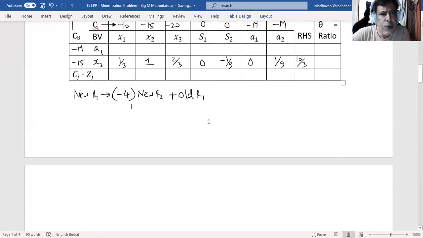Let's do that. New row 2 into negative 4. So minus 4 into 1 by 3, first one, it becomes minus 4 by 3. Minus 4 into 1, it is minus 4. Minus 4 into 2 by 3, it is minus 8 by 3. Minus 4 into 0, it is 0. Minus 4 into minus 1 by 9, it is 4 by 9. Minus 4 into 0, it is 0. Minus 4 into 1 by 9, it is minus 4 by 9. Minus 4 into 10 by 3, it is minus 40 by 3.